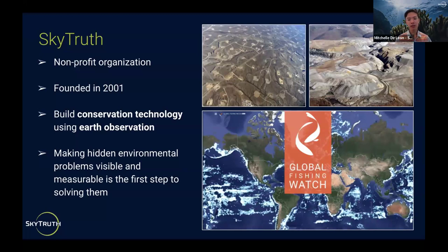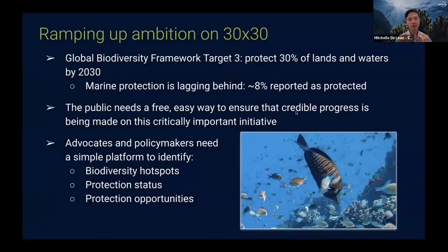Over the past two decades since our founding, we've tackled some of the most important challenges around the world, ranging from illegal fishing. In 2016, we founded Global Fishing Watch in partnership with Google and Oceana. And most recently, we launched a project called Cerulean to track chronic oil pollution in the world's oceans. At SkyTruth, we're committed to building transparency on important conservation challenges around the world.